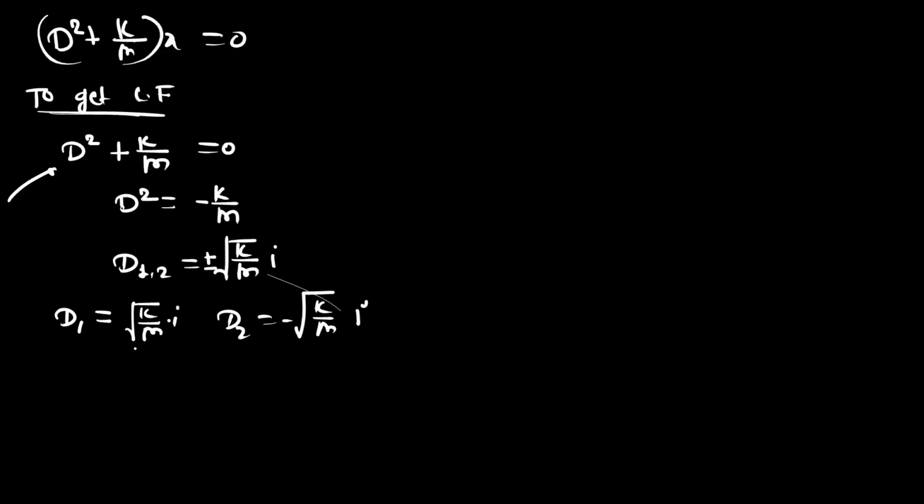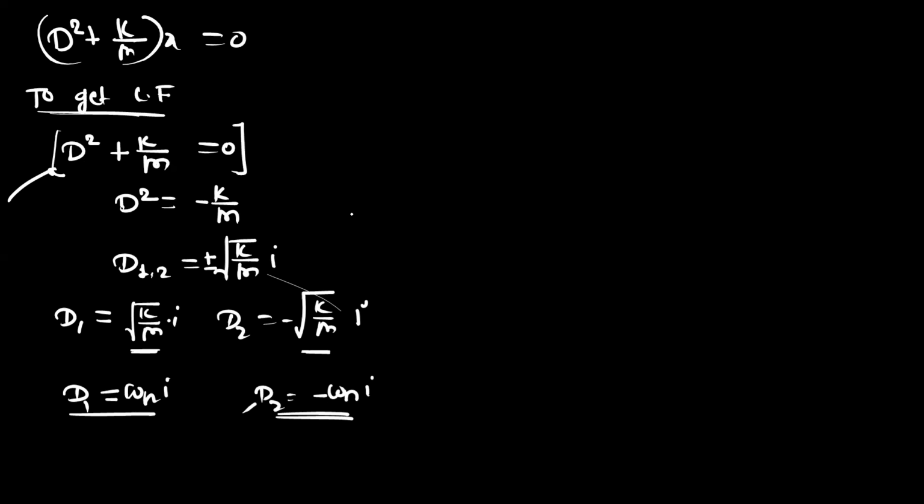Now if you observe this value, what is this square root of k by m? It is the natural frequency, omega n. So the D1 value is omega n into i, and the second value D2 is minus omega n into i. So these are the two distinct roots for this equation.